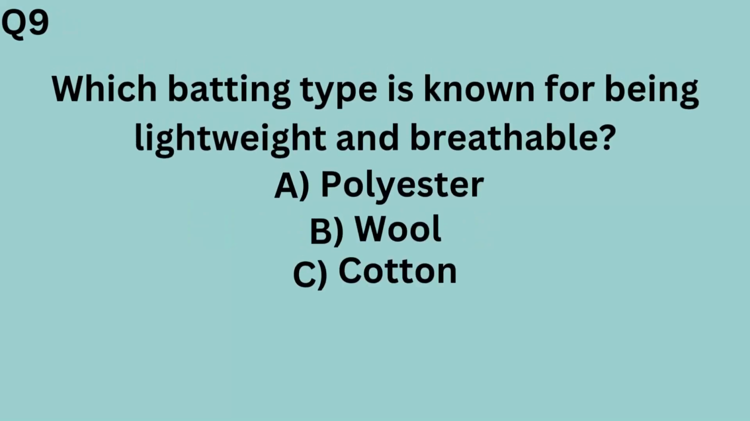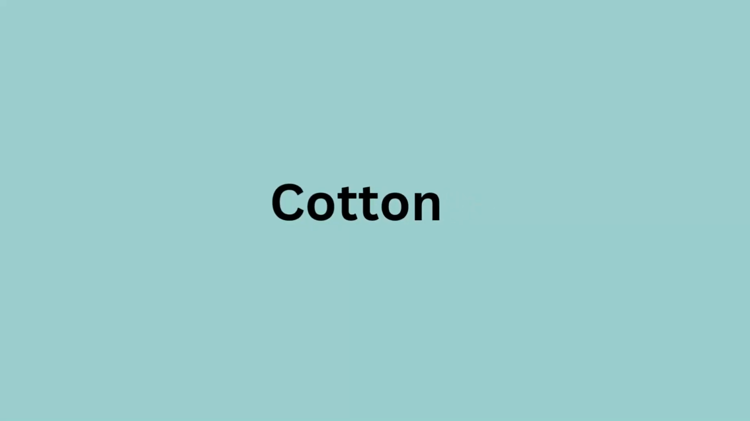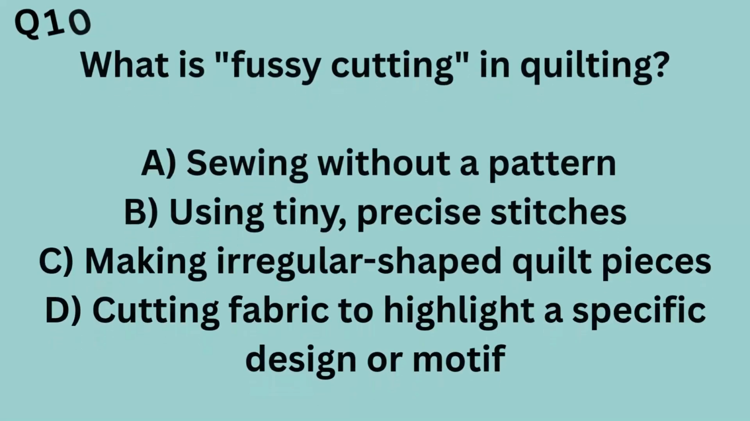Which batting type is known for being lightweight and breathable? A, polyester, B, wool, C, cotton, D, bamboo. Cotton, absolutely. We wear them to keep cool.